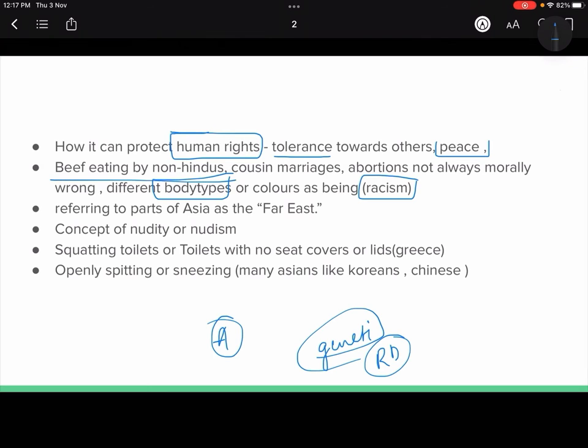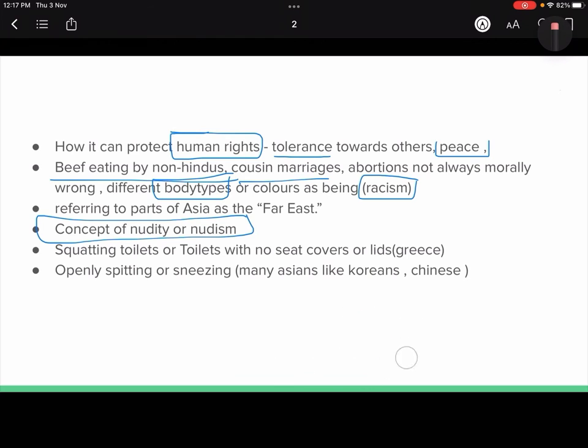Then beef eating by non-Hindus. Hindus don't eat non-vegetarian food or beef because they believe the cow is sacred to them, but other cultures believe in other ways, right? So you should look at their culture not just from your perspective but theirs also. Then cousin marriages, right? Then the concept of nudity or nudism. These are just examples which you have to quote, to show how human rights can be protected with cultural relativism.